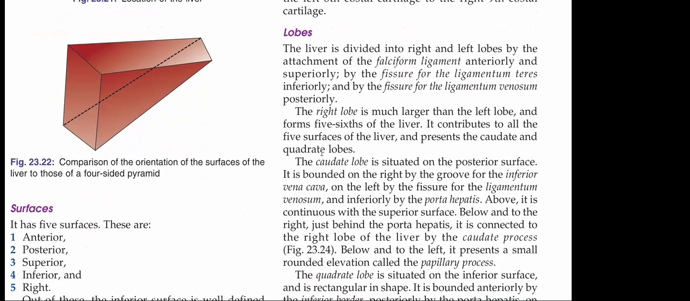Lobes of the liver. The liver is divided into right and left lobes by the attachment of the falciform ligament anteriorly and superiorly, by the fissure for the ligamentum teres inferiorly, and by the fissure for the ligamentum venosum posteriorly.